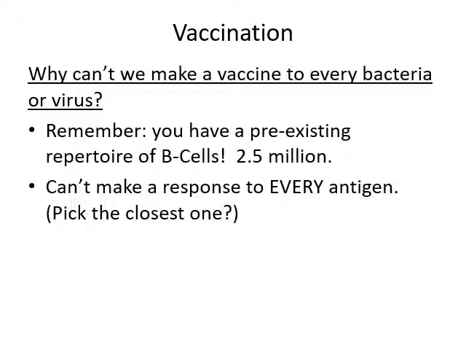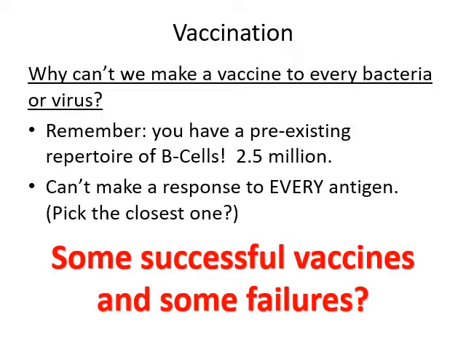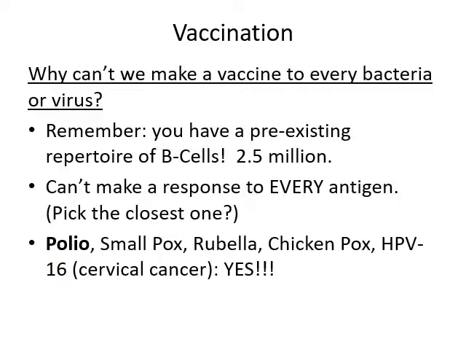On the other hand, if you have a virus that we don't happen to have a B cell that can make antibodies against it, then we're out of luck. Right? So we've had some success and some failures when it comes to making vaccines, depending entirely on whether or not we have a B cell that's capable of making antibodies.